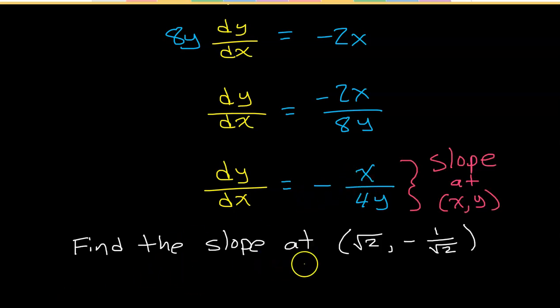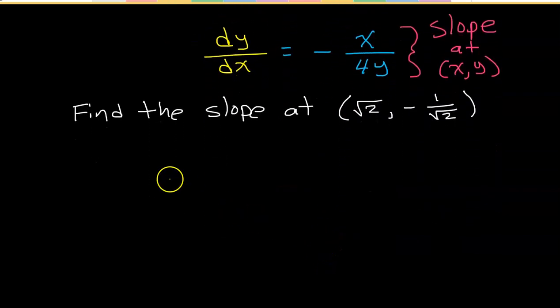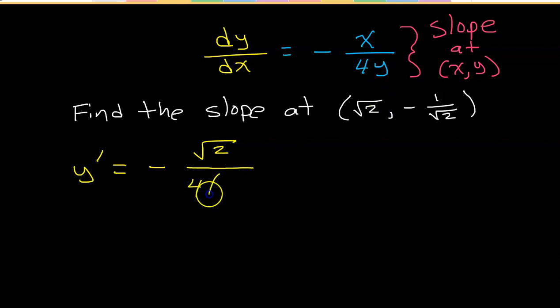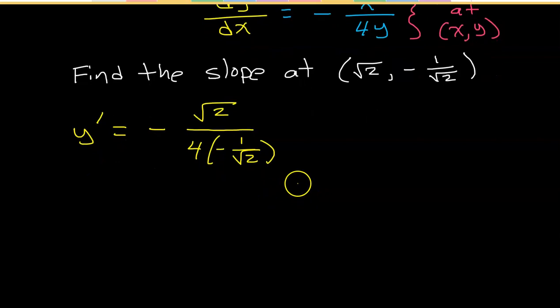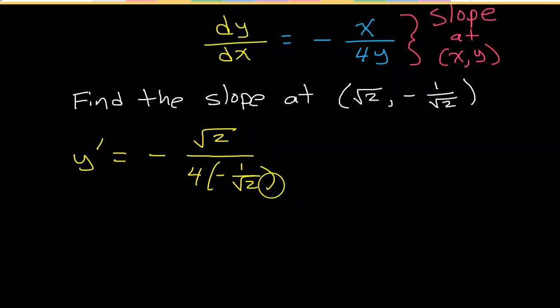We are being asked to find the slope at the point square root of 2 comma negative 1 over square root of 2. So let's go ahead and use the formula that we just found. So the slope, y prime, should equal negative, and x is the square root of 2, so I'll put that in for x, and then we have 4 times the y value, which is negative 1 over the square root of 2. So it's really just a matter of simplifying this.